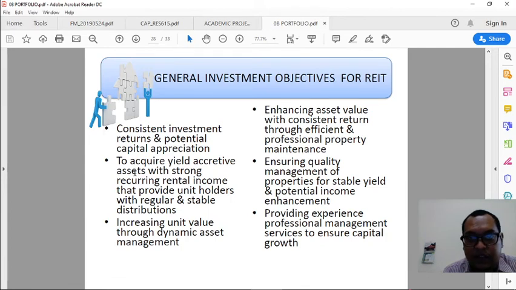Okay, so general or investment objectives for the REIT, of course, you can read through: getting the returns, having strong recurring rental incomes, increasing the property unit's value, meaning in 10 or 20 years time, when they already sold the property, it will become very high in value, enhancing asset value, ensuring quality management, and providing experienced professional management services to ensure capital growth of the property.